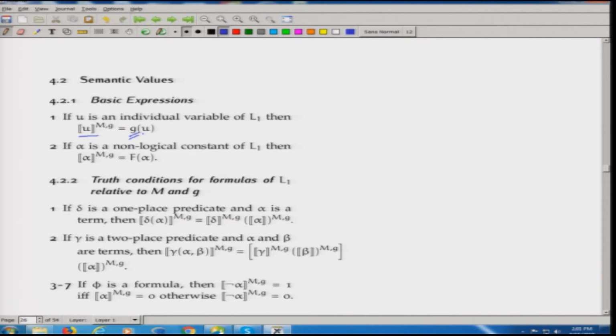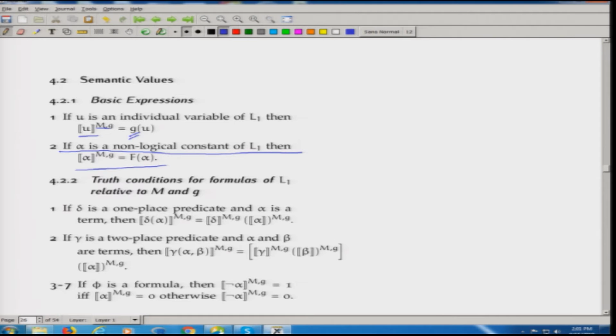Now, we will see f very shortly. If alpha is a non-logical constant of L1, then its meaning, its reference is given in our text. So, there is no problem. The index, that is m comma g, is very important. We will learn about it a little later, not now. So, truth conditions for formulas of L1 relative to m and g. Now we will see these.